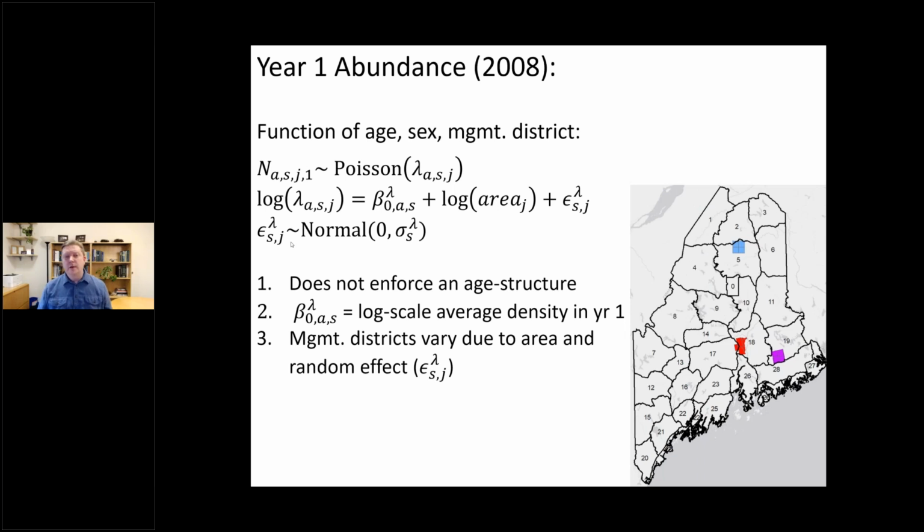So a way to think about this is that that's the beginning population in the first year, with some distribution across space. And the way we formatted this does not enforce any kind of stable age structure or any underlying age structure. It allows it to be estimated from the data. By having this offset here, it allows this beta estimate to be a log scale average density in year one. But each management district can vary in the number of bears that it has in it, or the underlying average density, due to both the area of the management district and this random effect that allows it to increase or decrease.